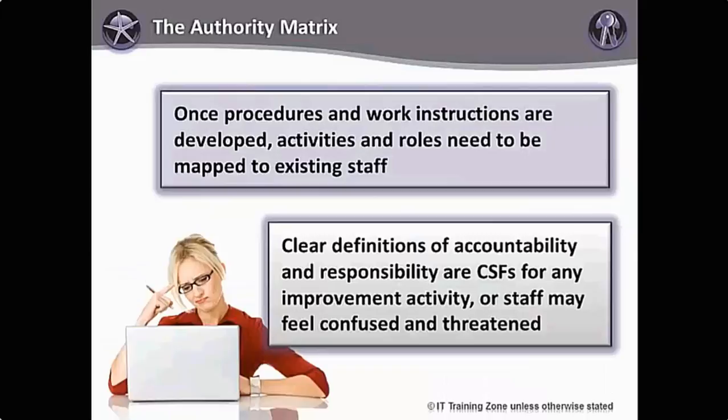Once detailed procedures and work instructions are developed for a process, the activities and roles need to be mapped to existing staff. Clear definitions of accountability and responsibility are critical success factors for any improvement activity. Without this, staff may feel confused and threatened and revert to previous ways of working.